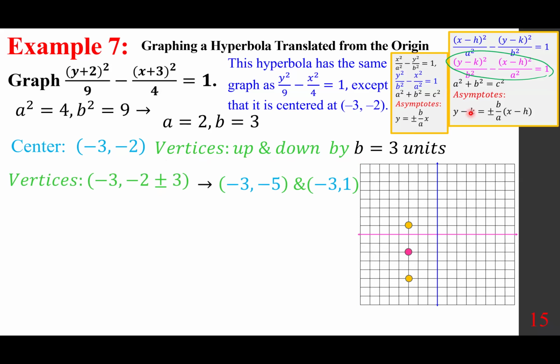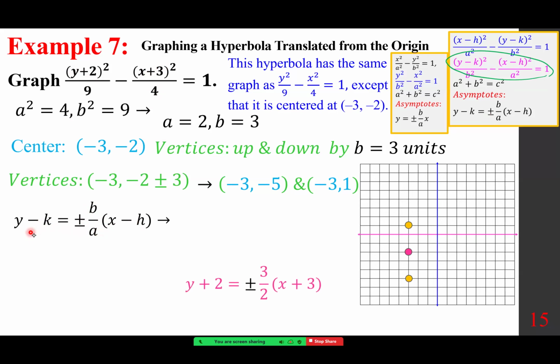We're going to go with this formula: y minus k is equal to plus or minus b over a times x minus h. So instead of this, we put y plus 2, plus or minus b is replaced by 3, a is replaced by 2, x minus h is replaced by x plus 3. In essence, just put this parenthesis here, put this parenthesis here. It's that simple.